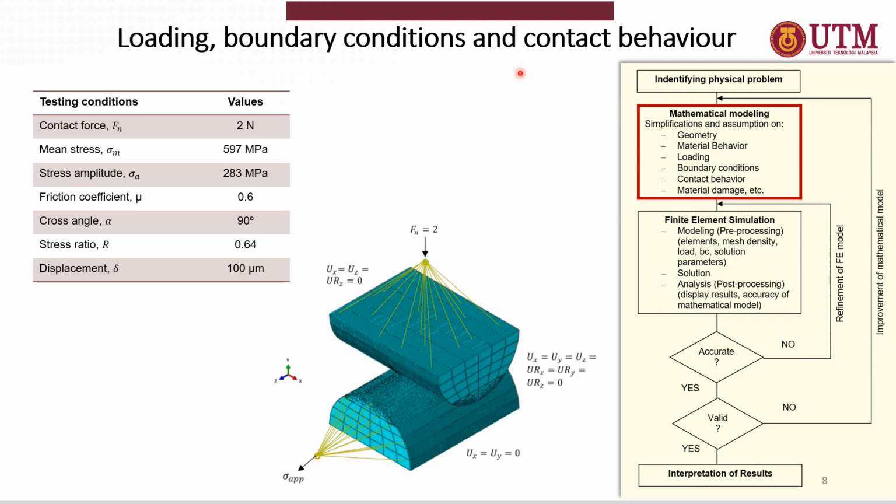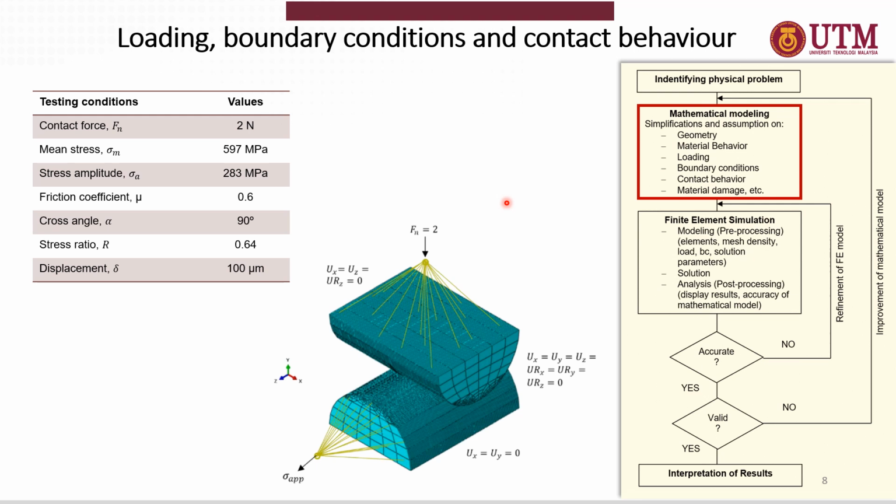Let's see next the loading, the boundary conditions and the contact behavior. So the loadings and boundary conditions are actually the type of constraints applied to a finite element model to simulate the actual behavior of a structure or a system. So imagine when the wire is being pulled or in tension at the localized region, the core will be in tension, whereas there will be a contact load from the strand.